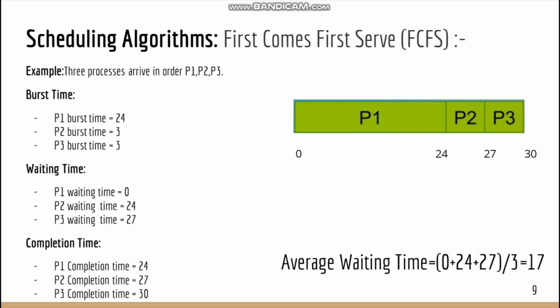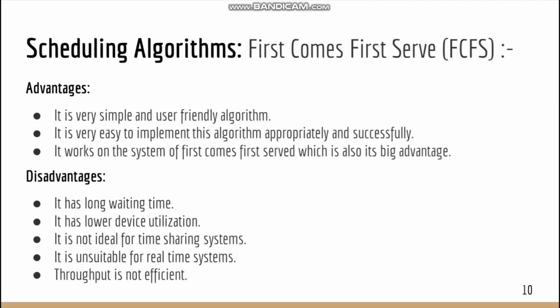As we can see, average waiting time in this example is 17 seconds. This algorithm has some advantages and disadvantages. It's very easy to implement, and it's a very simple and user-friendly algorithm, while it's not ideal for time sharing systems as it has long waiting time.